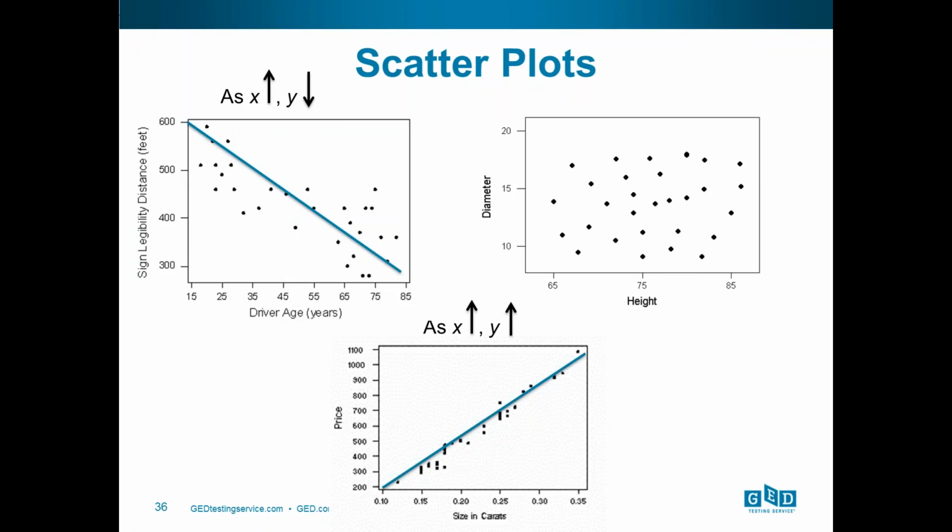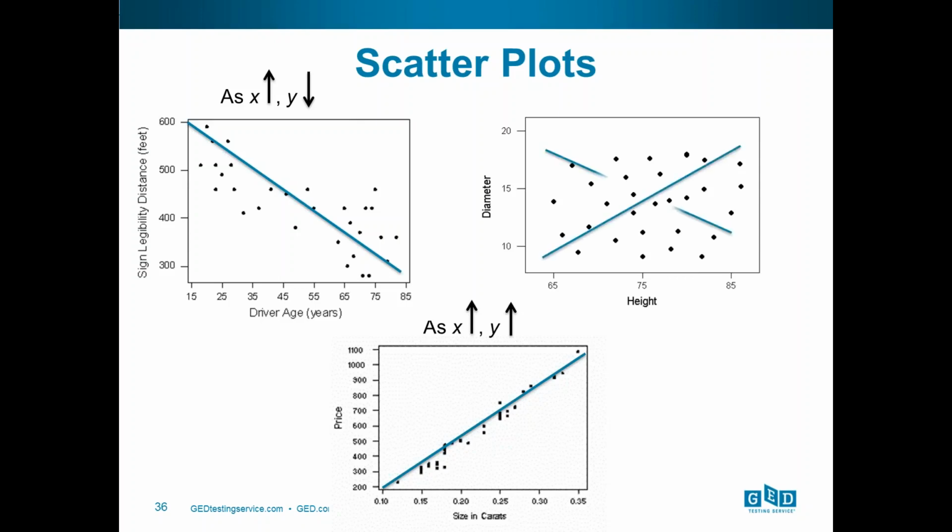And take a look at those two that we've already done here. The negative correlation goes from the top down to the bottom. On a positive, you're going from the bottom up to the top. Think about it, if you were going to buy maybe a small sapphire, you saw that the smaller the sapphire, the smaller the price. But then as you get into larger stones, larger price. So positive correlation.